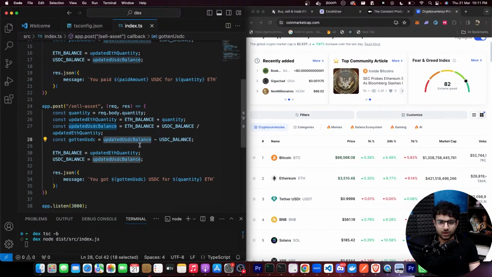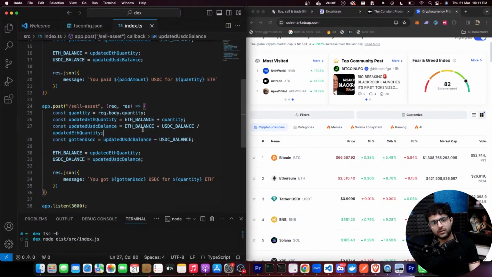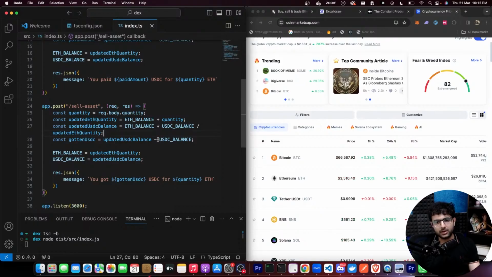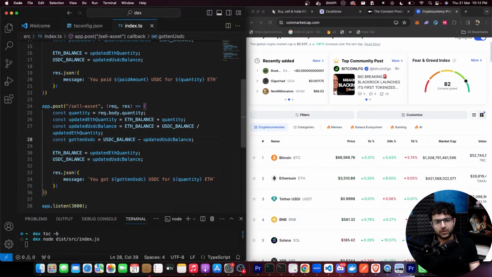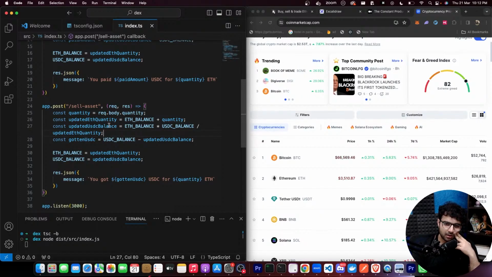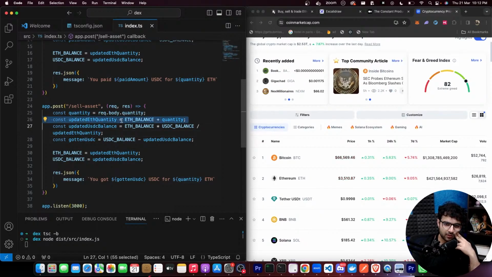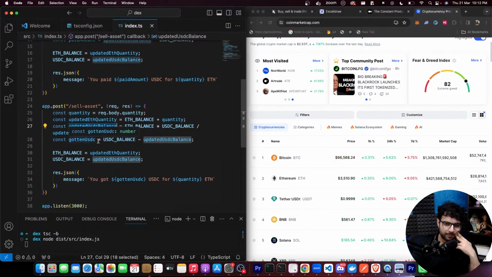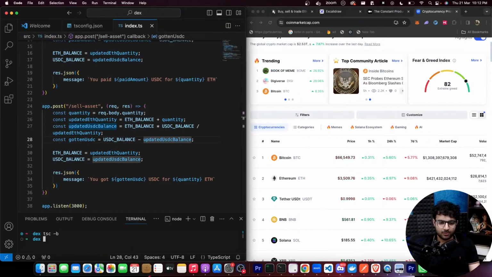Gotten USDC equal to updated USDC balance is in the pool, which means you have to return updated USDC balance minus this thing. The pool will have more USDC now that you're selling ETH. No, you're selling ETH, so the pool will have more ETH, which means the pool will have less USDC. USDC balance minus this thing. Yeah, makes sense. Cool. Maybe you guys already saw this.